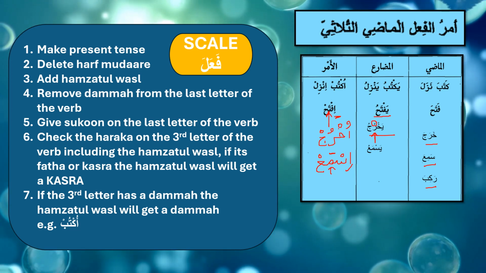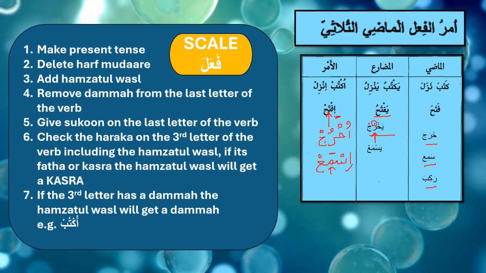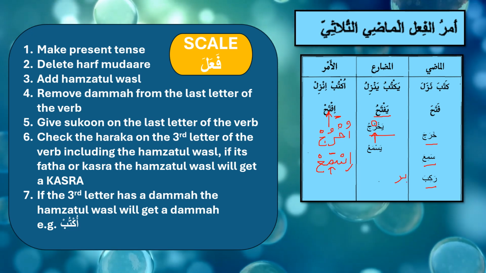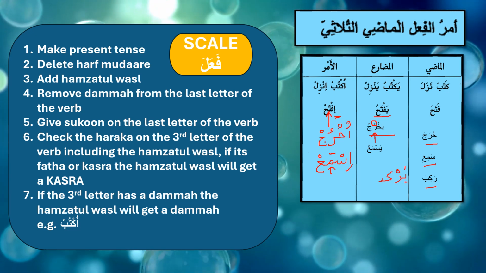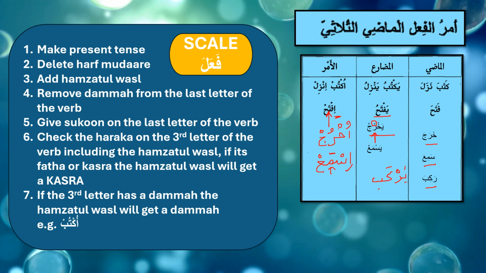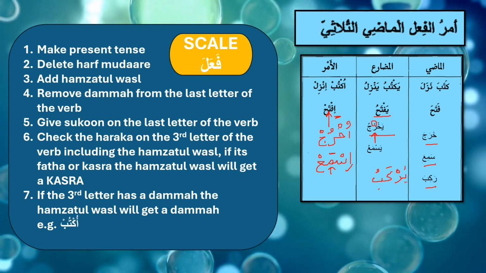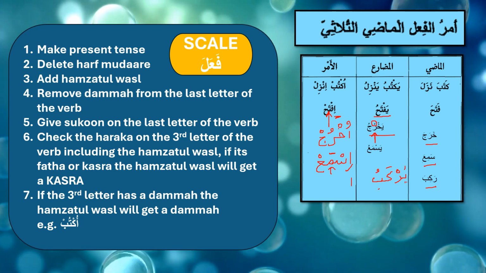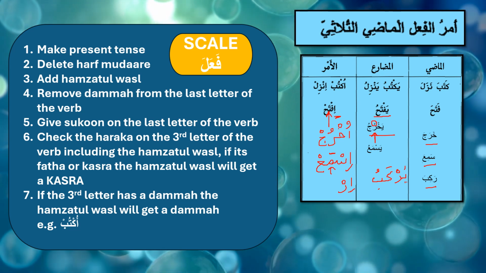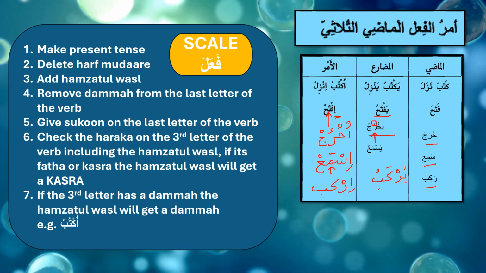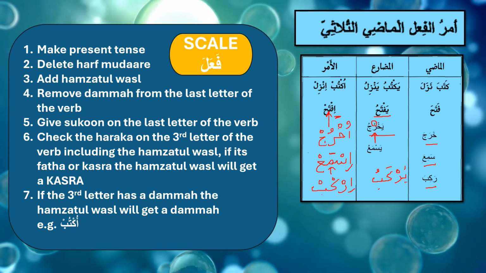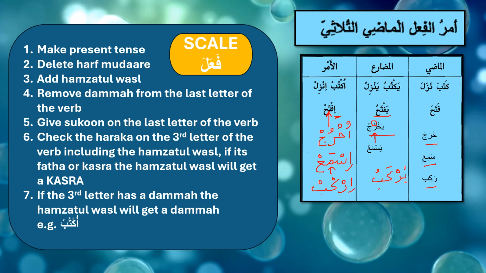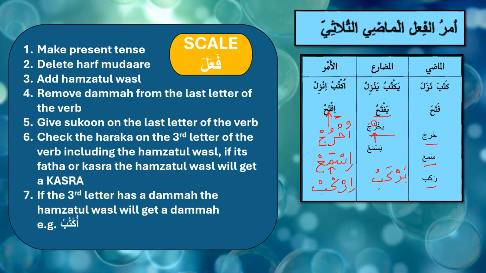Isma, listen. Rakiba, yarkabu. So we have a fatha over the kaf. So what will be the haraka on the hamzatul wasl? It will be irkab, and giving a sukun on the ba. So this is how you form the command verbs.